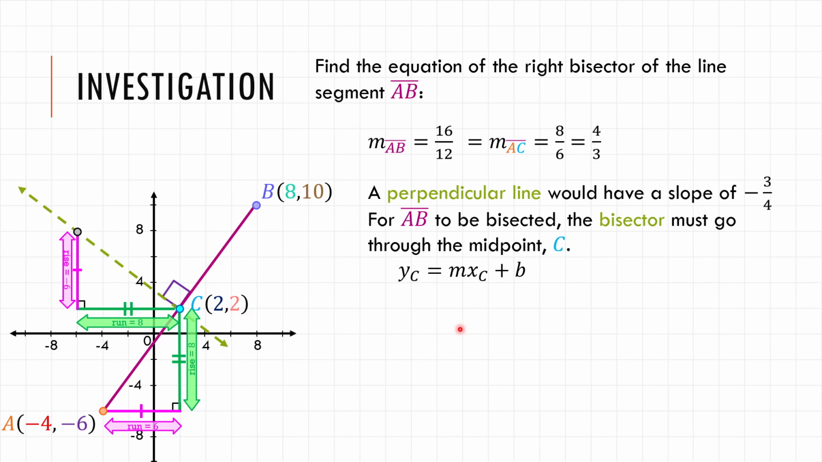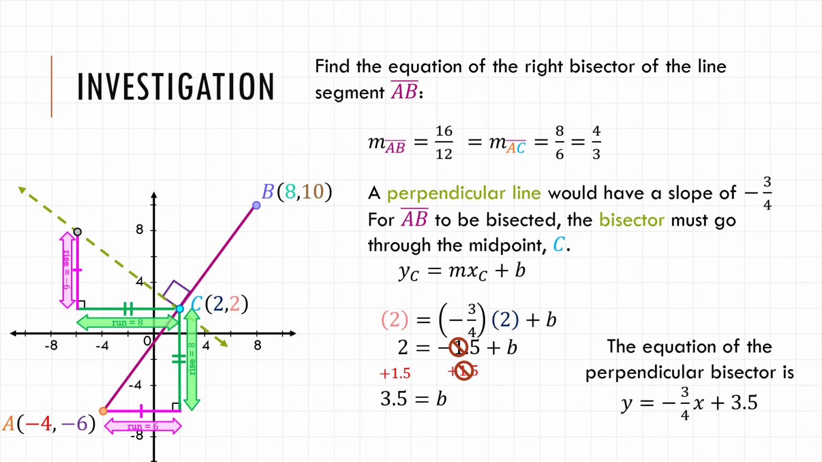And I'm going to be able to plug in the y value of C, which is 2, equals the slope of my line, which is negative 3 over 4, times the x value of C, which is 2, plus b. 3 over 4 times 2 is 1.5, and of course times the negative is negative. And then if we add 1.5 to both sides, we'll find out that the value of b is about 3.5. And actually that makes sense. When I drew my sketch, I can see that right there it goes through the y-axis. So the equation of the perpendicular bisector in this case is negative 3 over 4x plus 3.5.